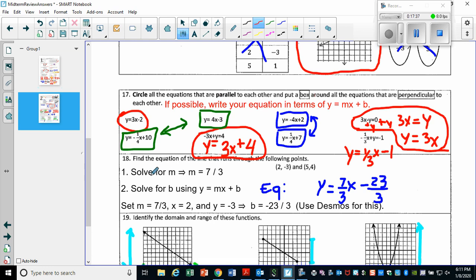18, solve for m. I did that for you, m equals 7/3. You were told how to do that earlier. And then solve for b using y equals mx plus b.